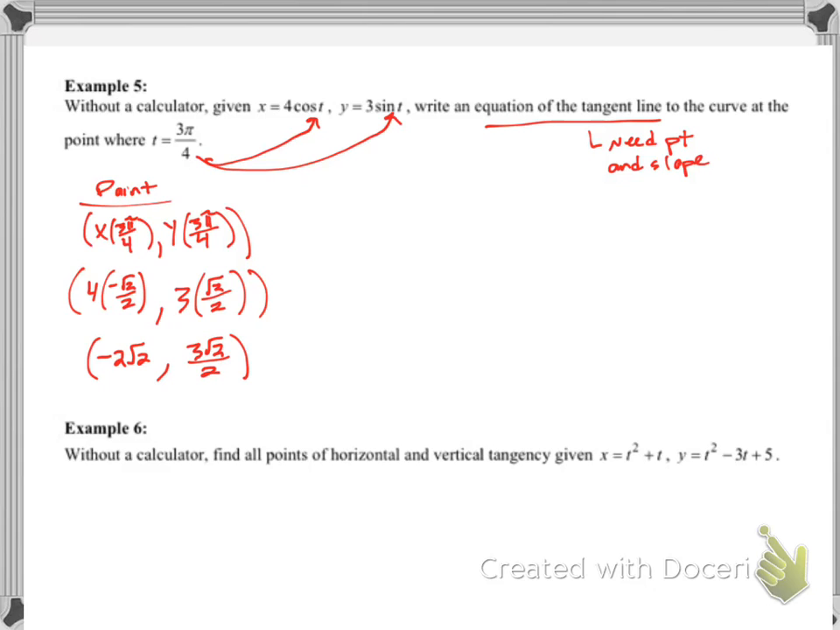There's our point. We're going to use that point along with a slope that we need to now calculate, which means I need a derivative. So you go in and say, all right, got to take the derivative of this thing.